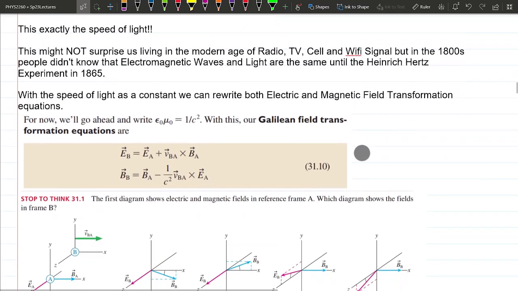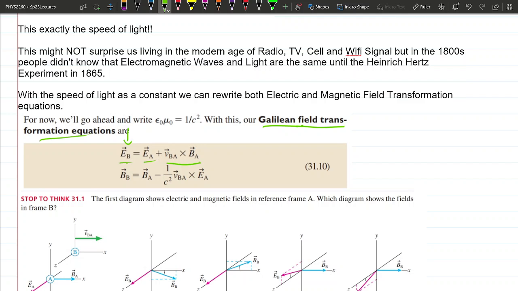Okay, but just to wrap up before we go to the worksheet, these transformation equations are called Galilean, meaning like Galileo, even though he wasn't around back then. These are called Galilean field transformation equations, and they're just written here. Where if you want to figure out the electric field in Brittany's frame, you need the electric field in Alex's frame, but then you also have to add to that the cross product between the velocity of the two frames and whatever magnetic field is inside Alex's frame.